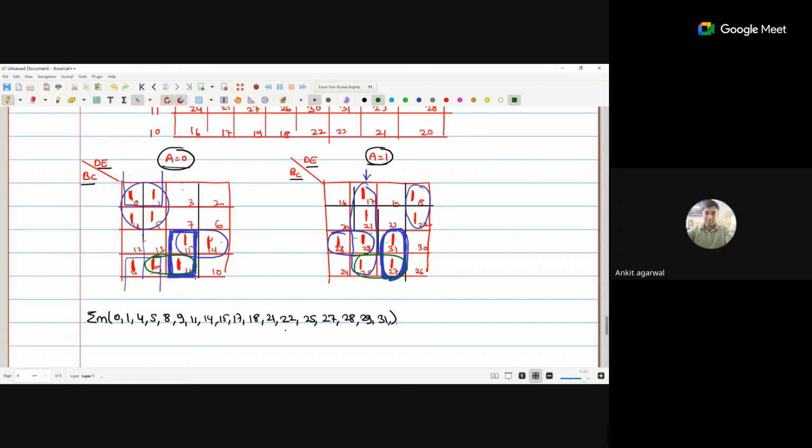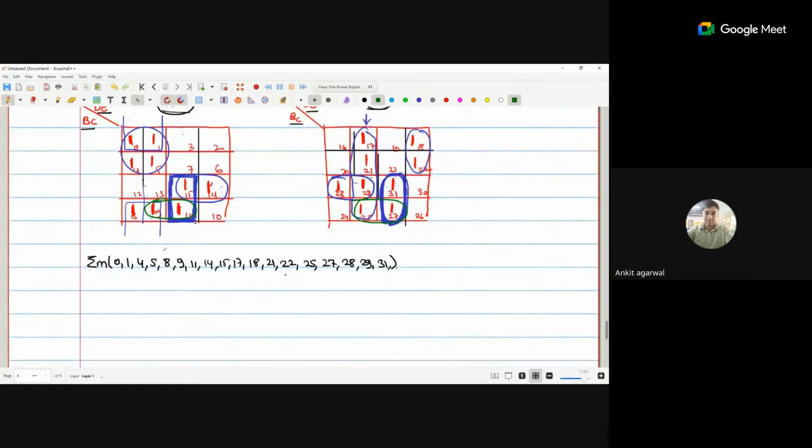Why? Because all the terms are already included. Is it clear? Any doubt in that? So we just have to ensure that we are not including anything that is already covered in any other group. If all the terms are already covered in a group, why take extra terms? Because that will increase the number of terms, also increase the number of gates, and also increase the complexity.